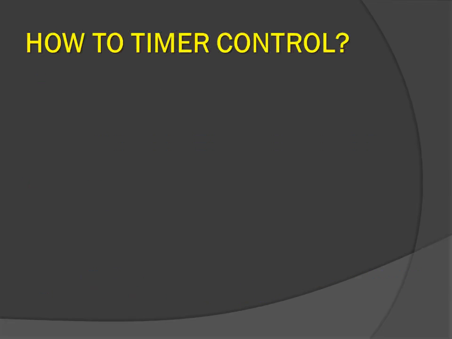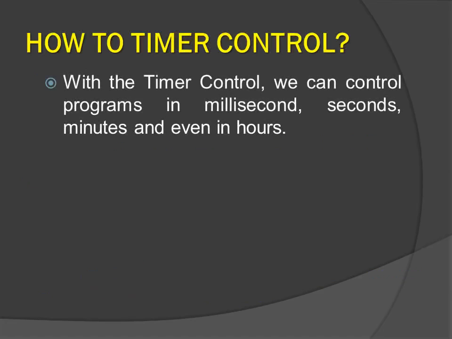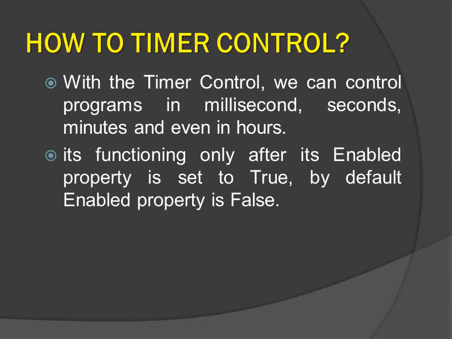How to use timer control? With a timer control, we can control programs in milliseconds, seconds, minutes, and even in hours. Its function starts after the enabled property is set to true. By default, the enabled property is false.